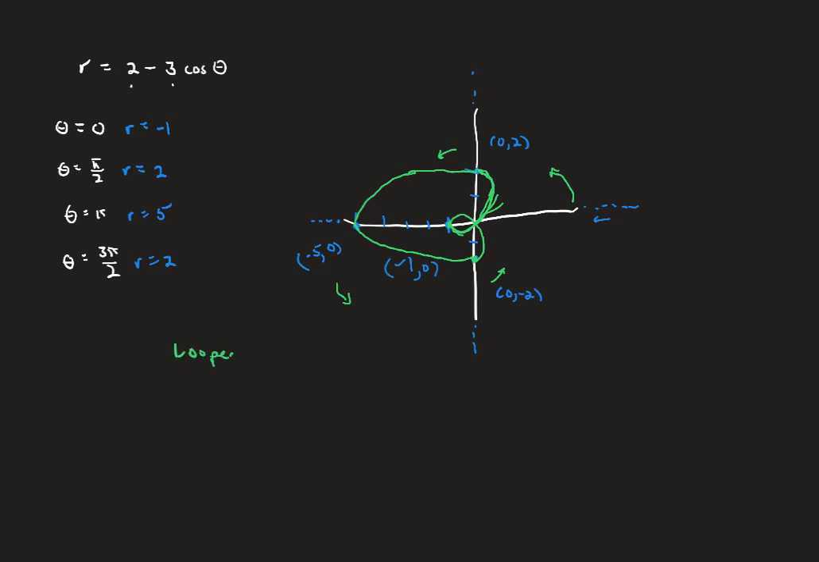That's one way you can say it, a looped limacon, or you can also call it a limacon with an inner loop. And so that's what we get when our B value is bigger than the A value. That's going to get us a looped limacon.